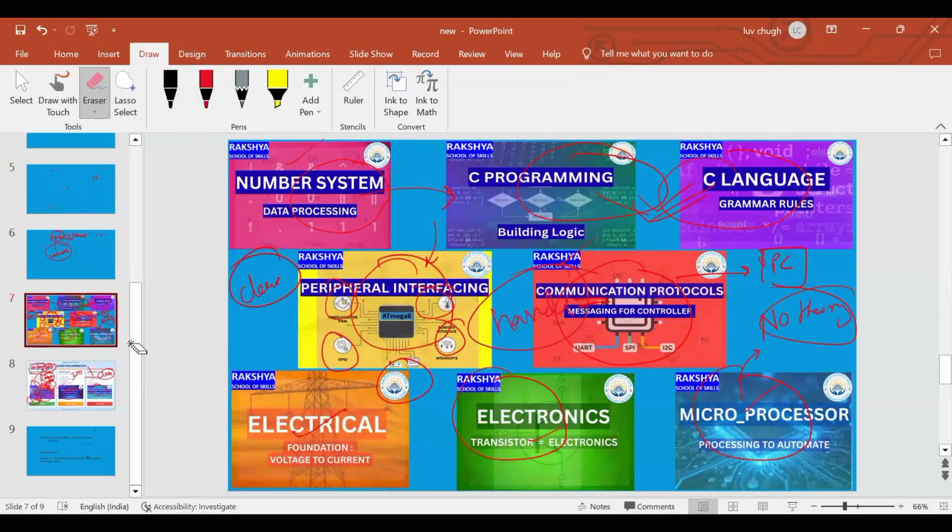Why? Because these modules are very independent. Here you will get the basics of electricity. What is electricity? This is the question, but you will not answer what is electricity here. You will answer how electricity is used in electronics, how electronics is used in a microprocessor, and how a microprocessor is used in C programming and C language with microcontroller interfacing.